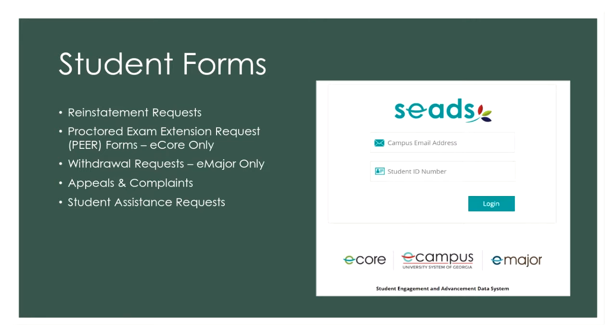For our eMajor students, they also log into the SEADS student portal to submit a withdrawal request. eCore students no longer go through SEADS to withdraw from an eCore class. They follow their home institution's withdrawal procedures. eCore and eMajor students can get to SEADS by choosing Student Portal under the Resources tab in GoView. It's also usually linked in the course resources in the content in GoView, and they can also get to it by going to the eCore and eMajor websites if they need to.